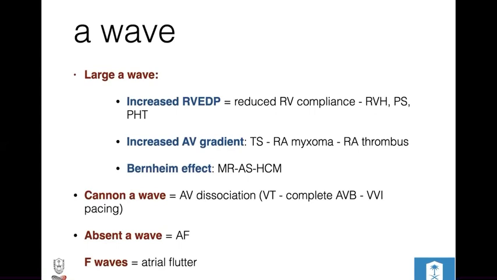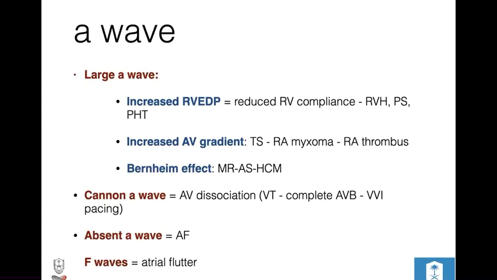Okay, the second mechanism is an increased AV gradient. In our case, tricuspid, and that's why I didn't commit myself to tricuspid. I said it's most likely, but I would say there is an obstruction at the AV level. So if you have tricuspid stenosis, RA myxoma, or RA thrombus, all of them can cause an increased atrioventricular gradient, or a Bernheim effect.